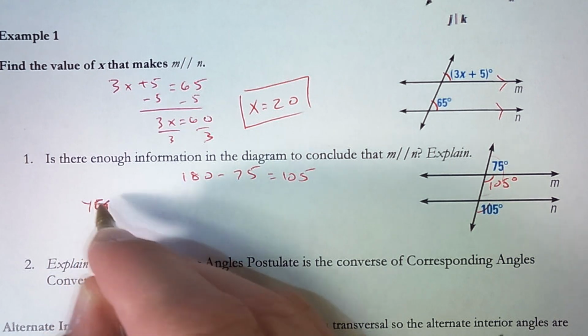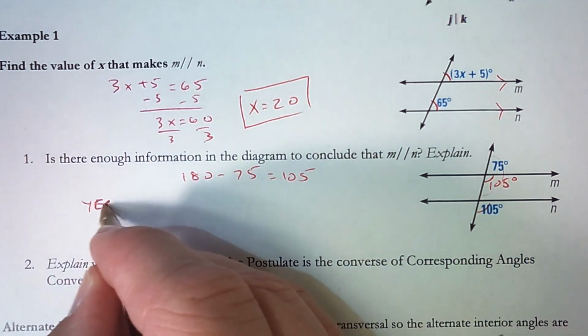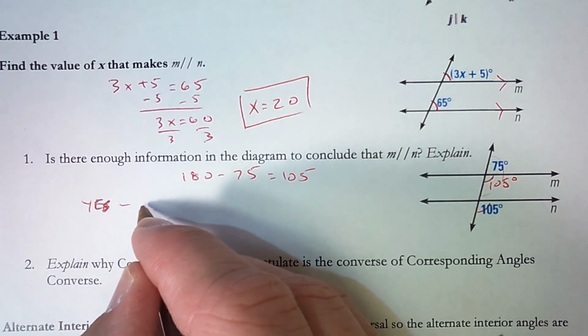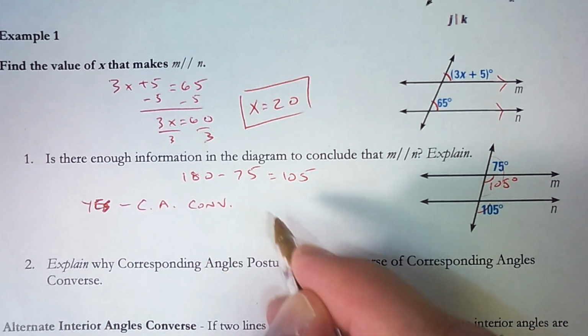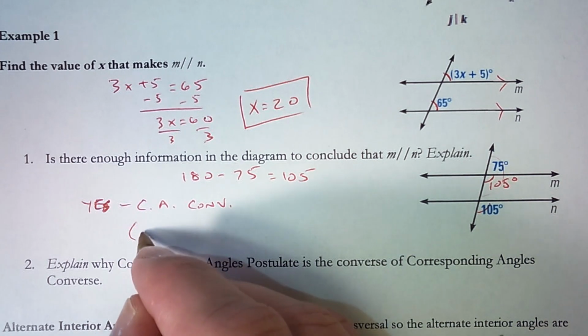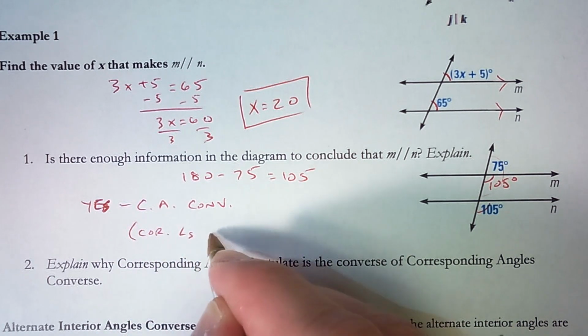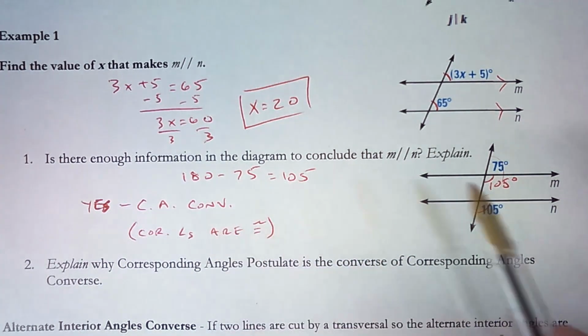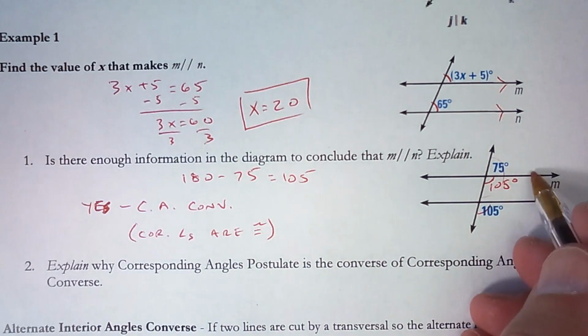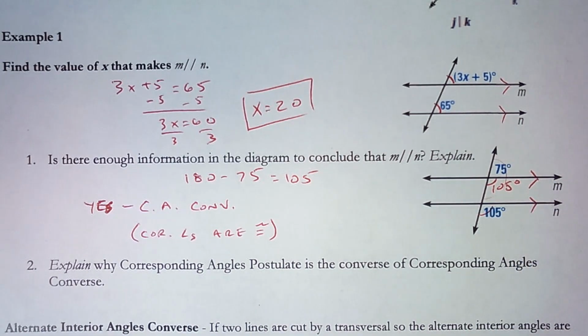Explain. So the reason I would say that these are parallel lines is the corresponding angles converse. Okay, because corresponding angles are congruent, which means the lines are parallel. So these are definitely parallel lines.